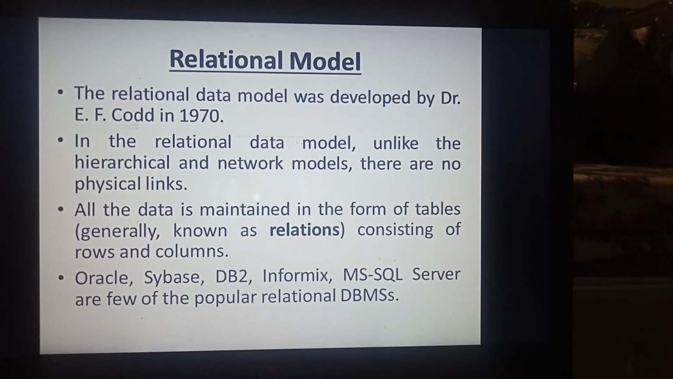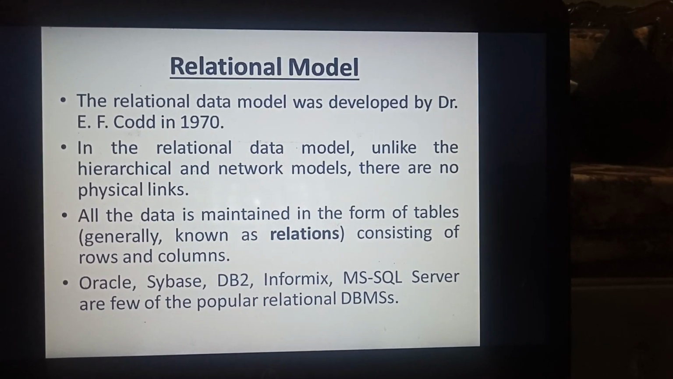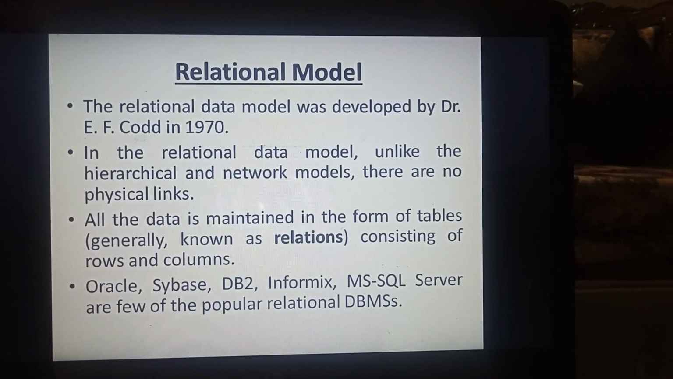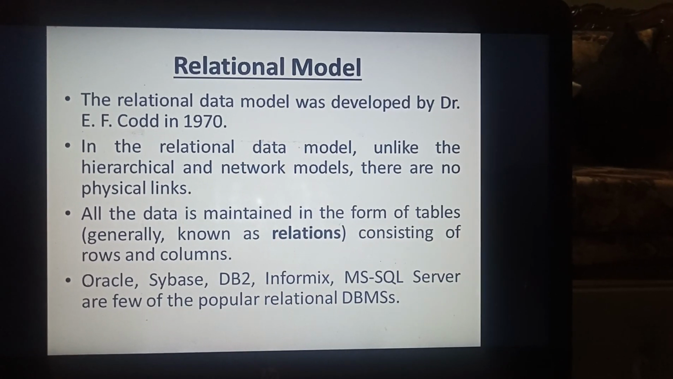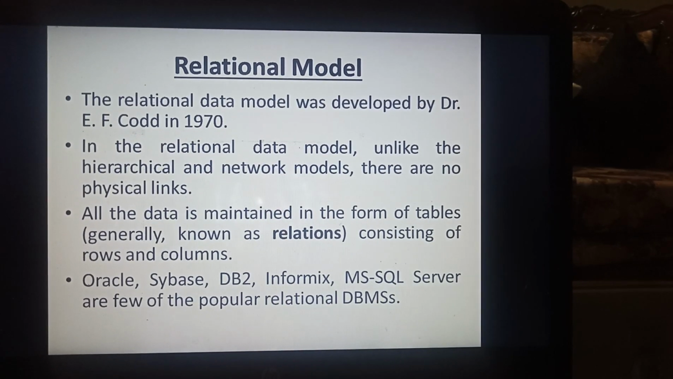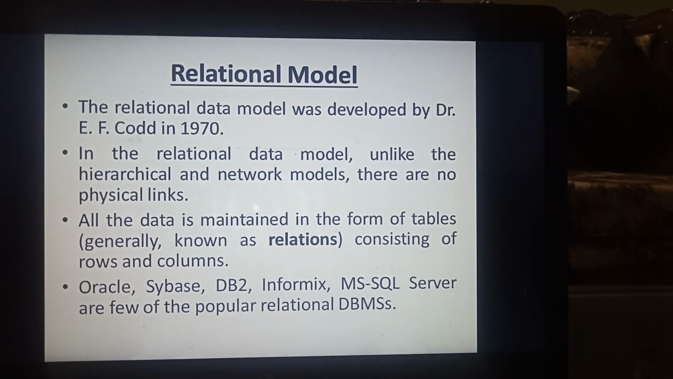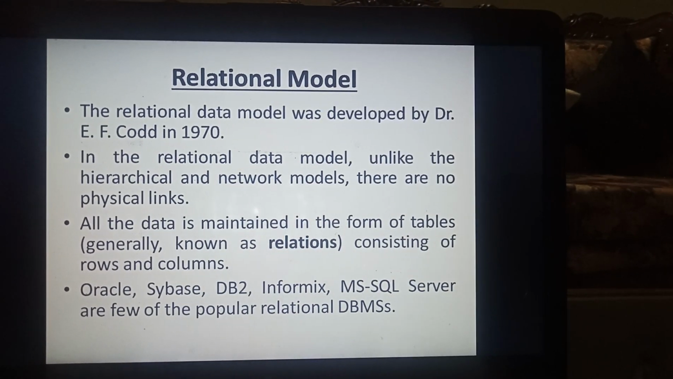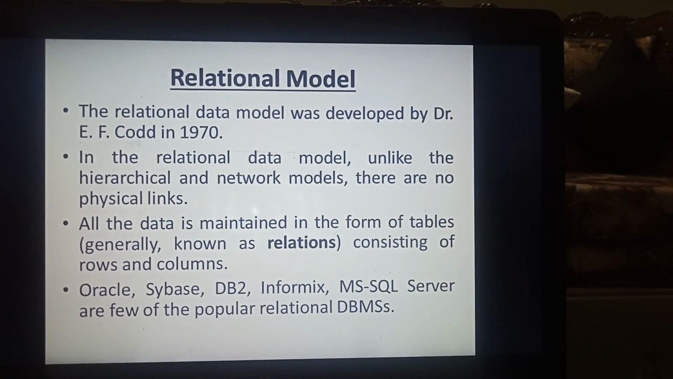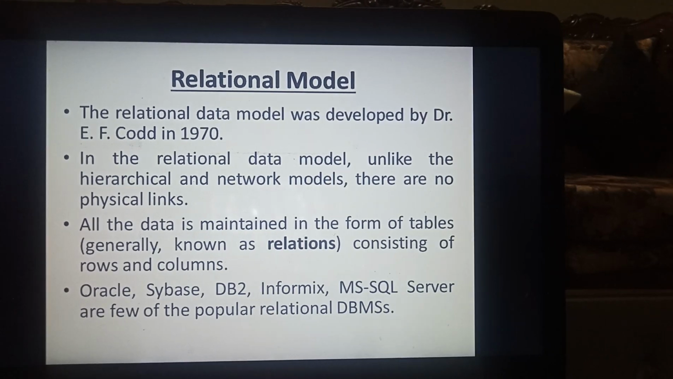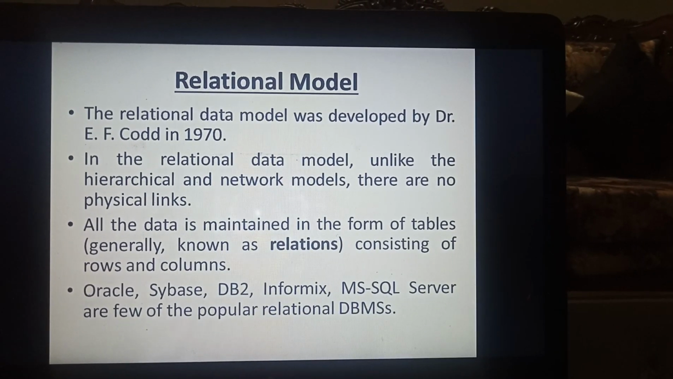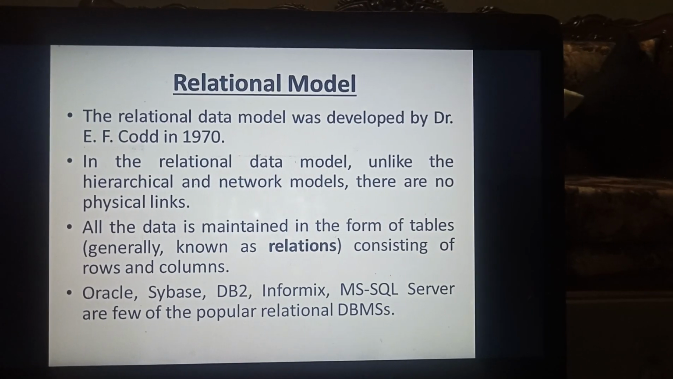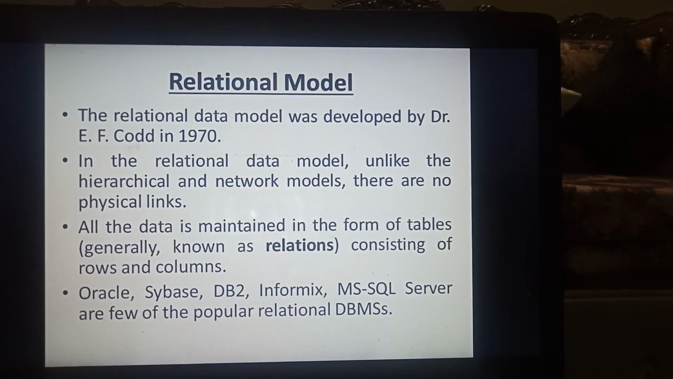So the relational data model was developed by Dr. E.F. Codd in 1970. In the relational data model, unlike the hierarchical and network models, there are no physical links. As we know, in hierarchical and network data models, there were physical links, meaning there was a parent-child relationship. But in the relational data model, there are no physical links.